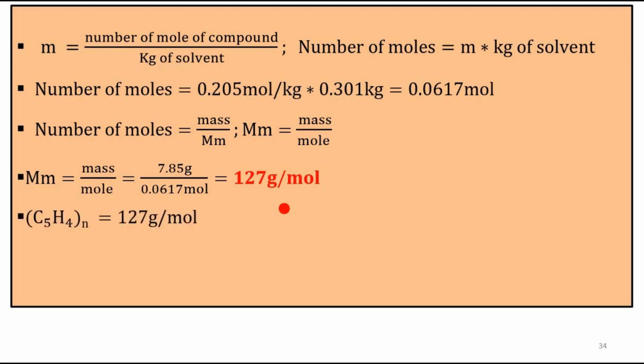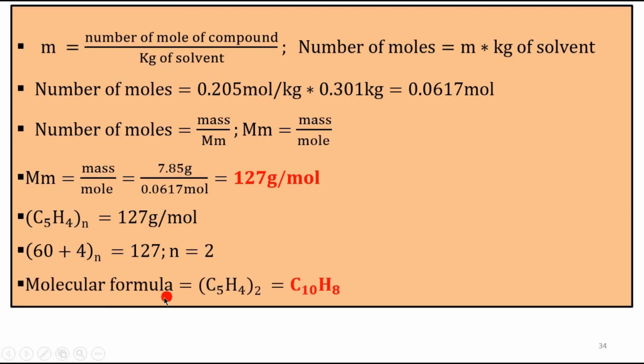Then in this case, we have this empirical formula times N, which is equal to this one. Then we find N, and we find that N will be equal to 2. After getting N, we can find the molecular formula. Here we replace N with 2, so C times 2 will be C10, and H times 2 will be H8. This is the molecular formula that was asked in this question.